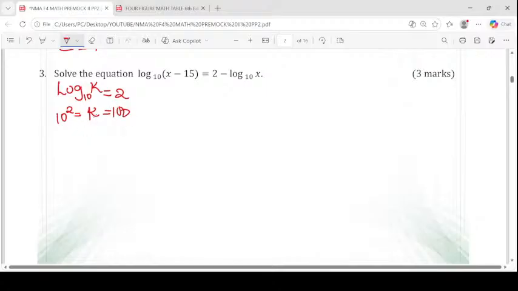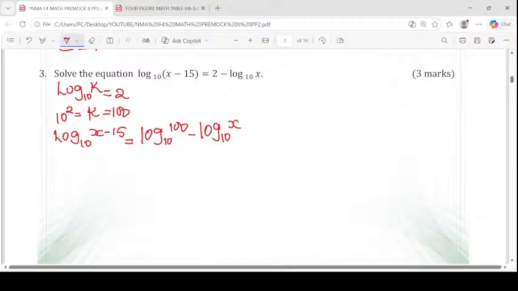So now I can write my equation as log to base 10 of x minus 15 should be equal to, instead of saying 2, 2 can now be written as log to base 10 of 100, minus log to base 10 of x. That should be the first step.